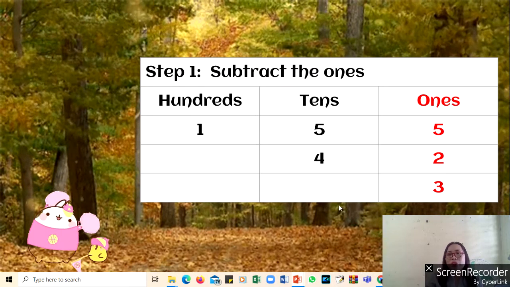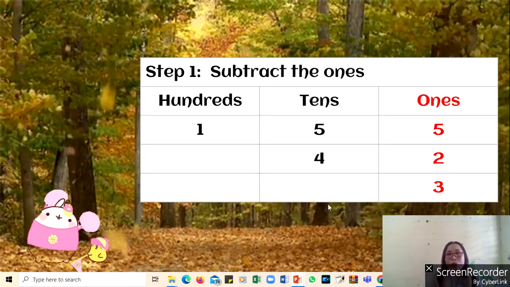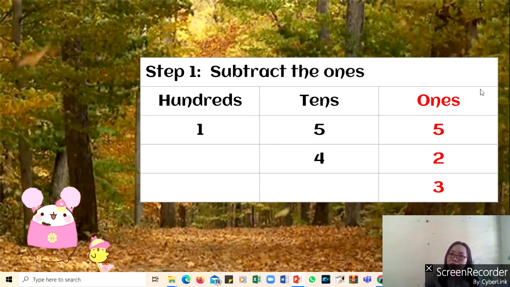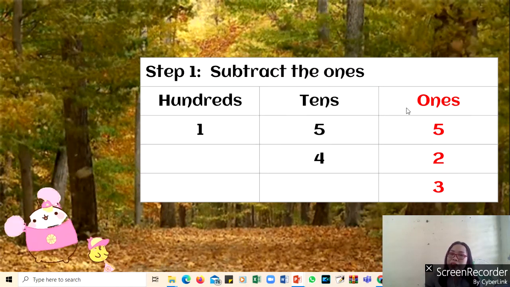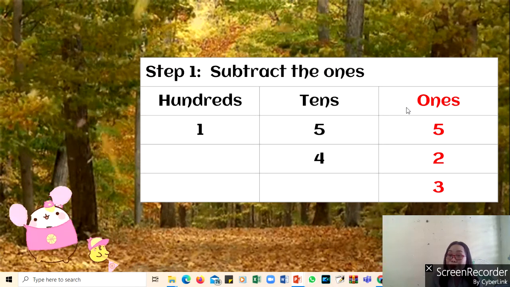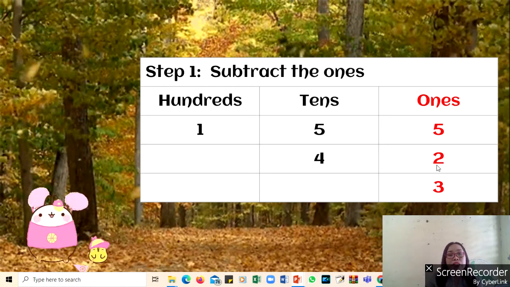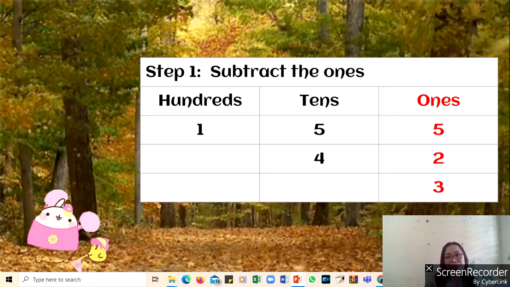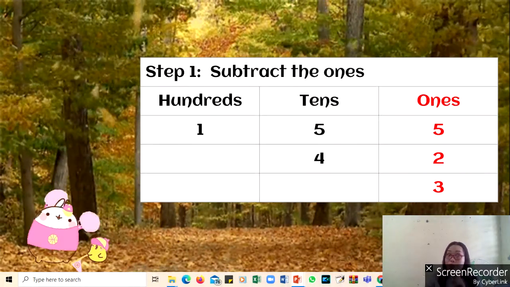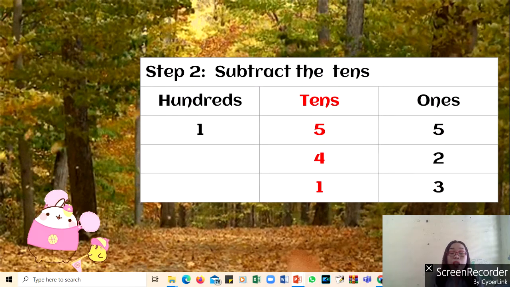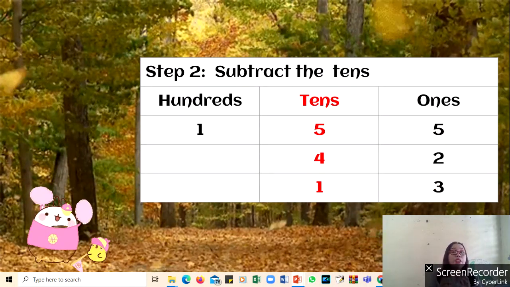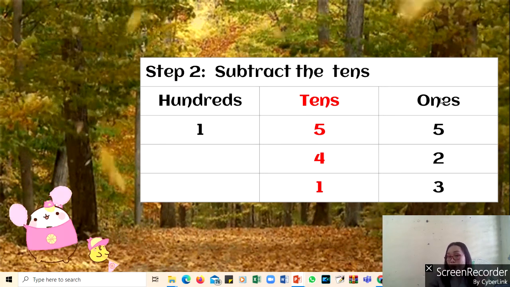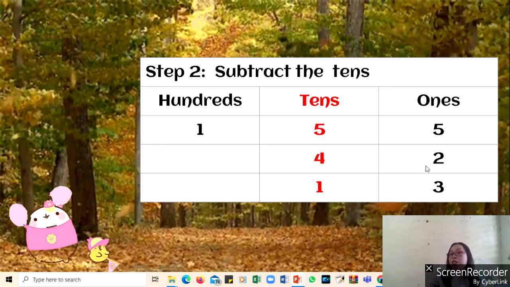All right, so let's try to subtract the ones first. The ones highlighted here in red are the first that we are going to subtract. 5 minus 2 equals 3. Yes, so we have 3 here. So this is step 1. Step number 2, we are going to subtract the tens, okay? A while ago, we subtracted the ones. So we're done already with the ones.